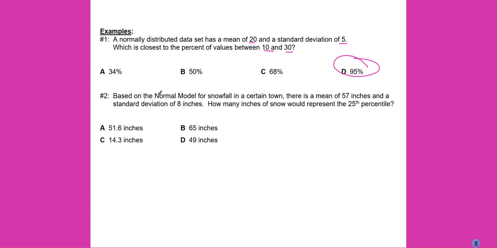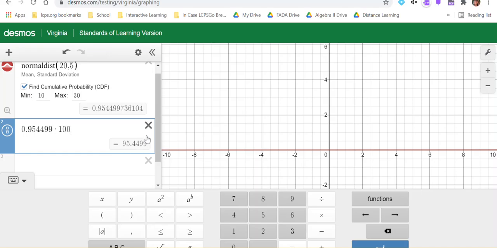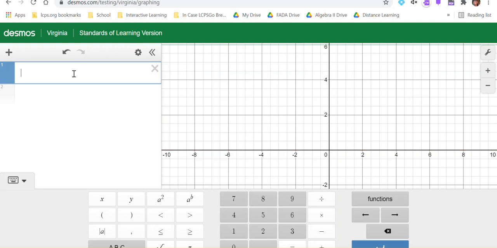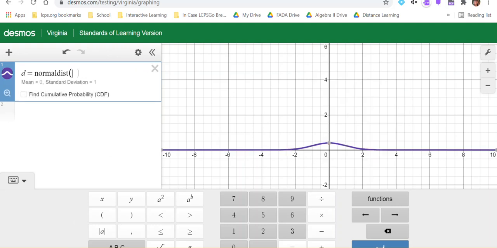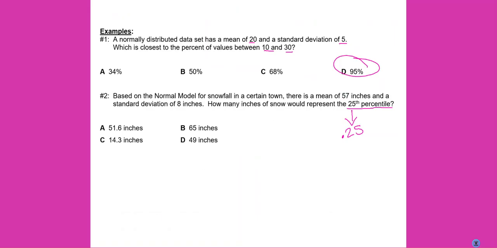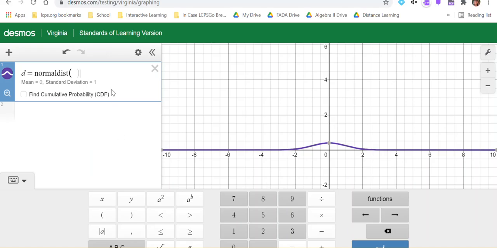Okay. Based on the normal model for snow in a certain town, there's a mean of 57 inches and a standard deviation of 8. How many inches of snow would represent the 25th percentile? So we're going to change that to 0.25 when we put it in. Let's get rid of all this other stuff. So we want D equals normal distribution with a mean of 57 and a standard deviation of 8.